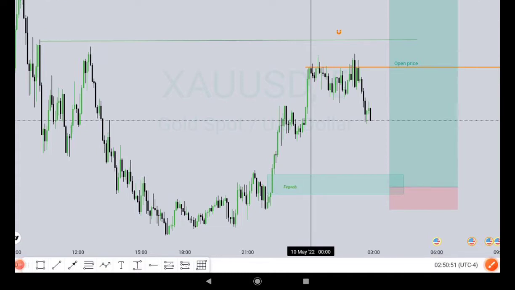Sometimes price will not give you that opportunity to take the trade at the deepest discount. Sometimes price will just respect the tip of your point of interest and then start rallying up or start dropping. So in this case too, let's see what happened. But before we go, let's go to the chart.